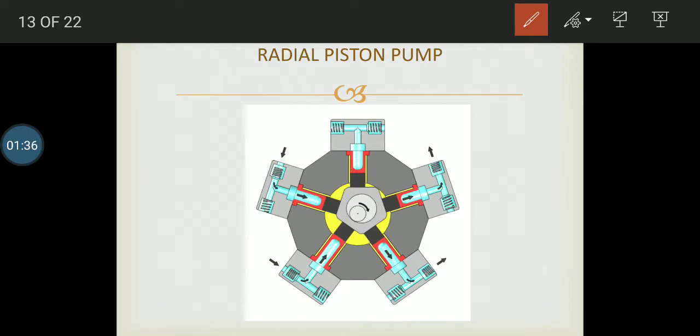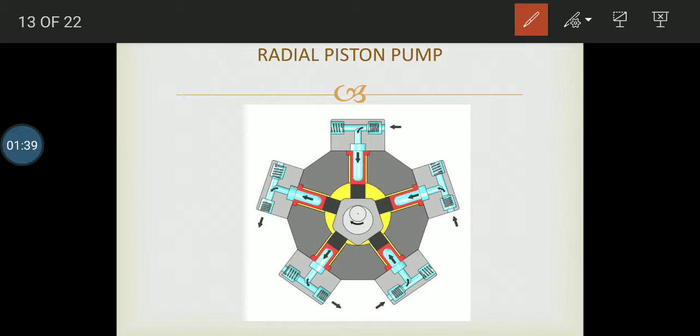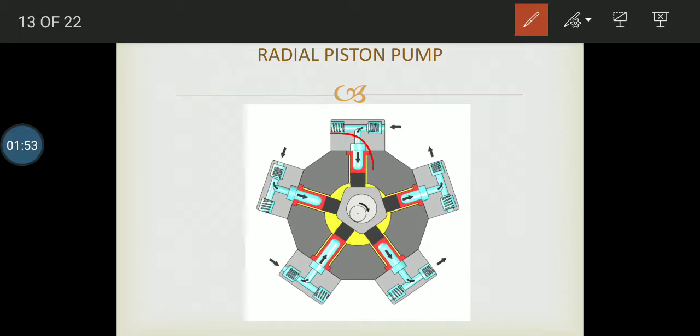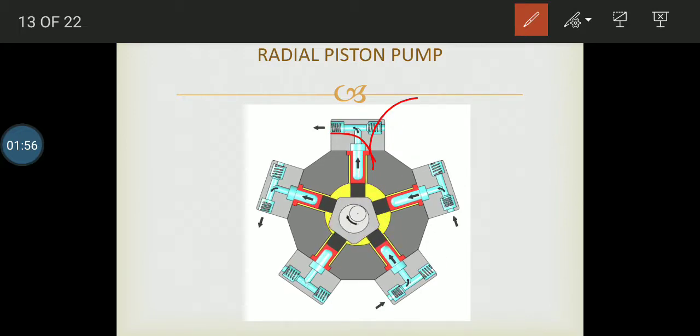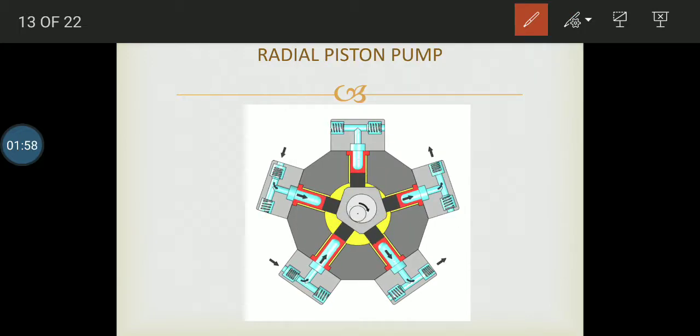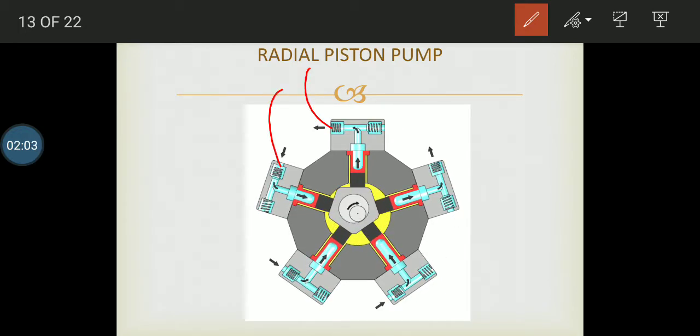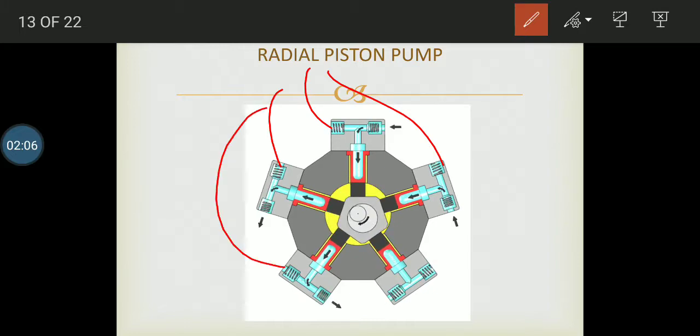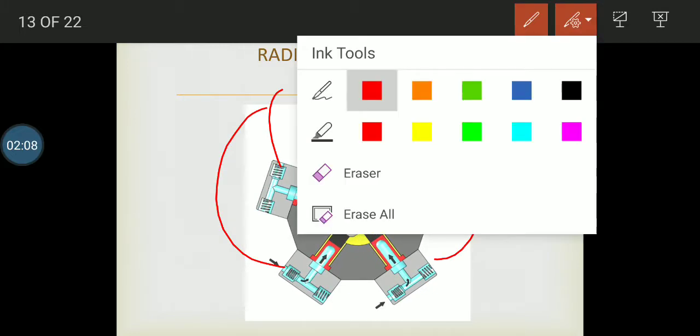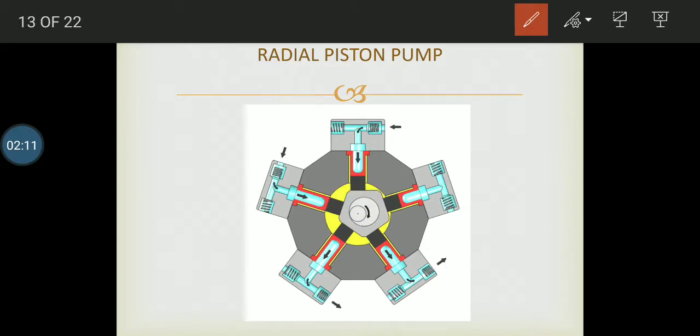Then the piston connecting rod rests on the surface of the pentagon, and because of that the suction takes place in each and every piston. For a particular period of time it is acting as suction, and then at the next particular time it is delivering the discharge. So when I add up all this discharge together, I get a complete continuous fluid as an output.